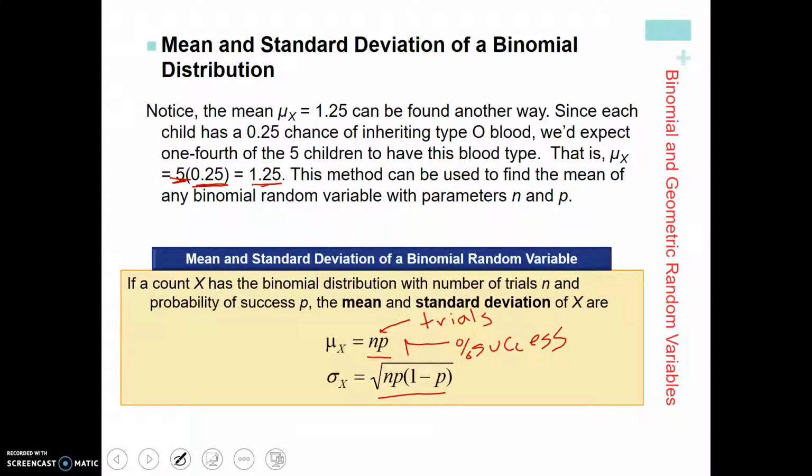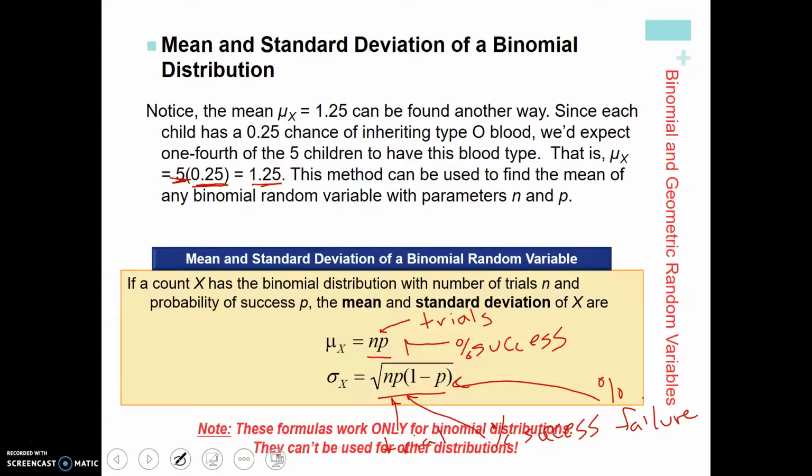And then standard deviation looks a little bit more complicated, but it's still pretty much the same thing. It's number of trials times the percent success, and then you multiply by this right here, which would be your percent failure. And then that would be your variance, so when you take its square root, that's the standard deviation. So let's see if we can figure some of this out.